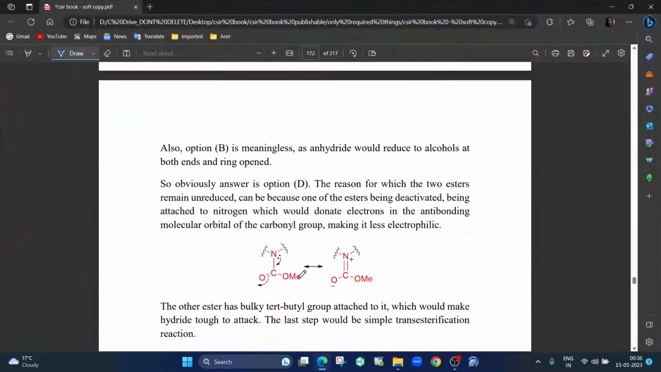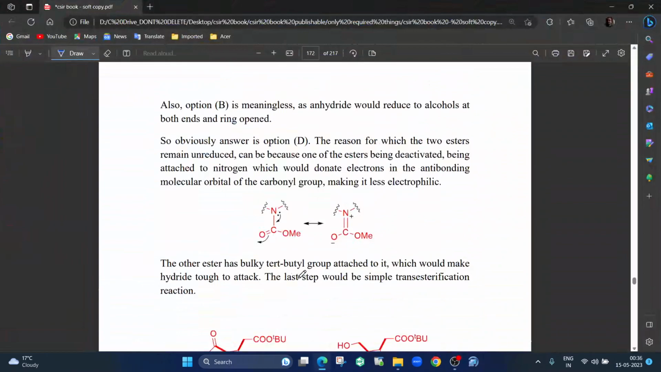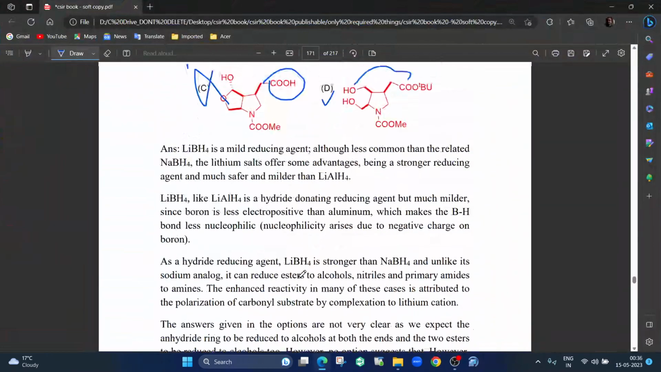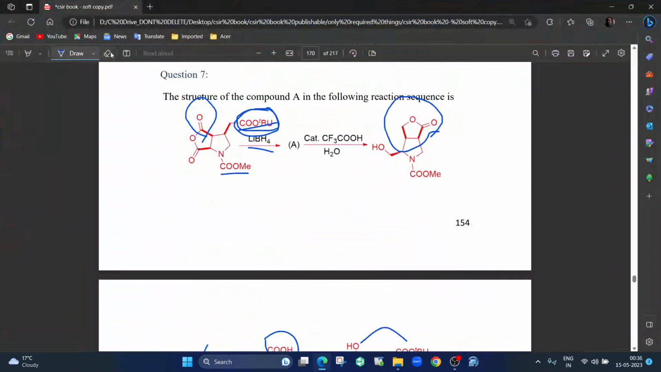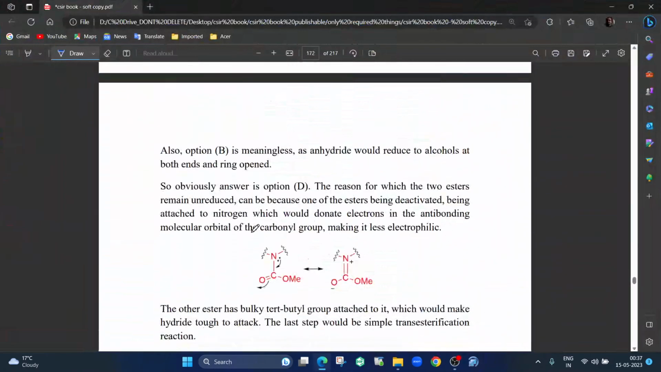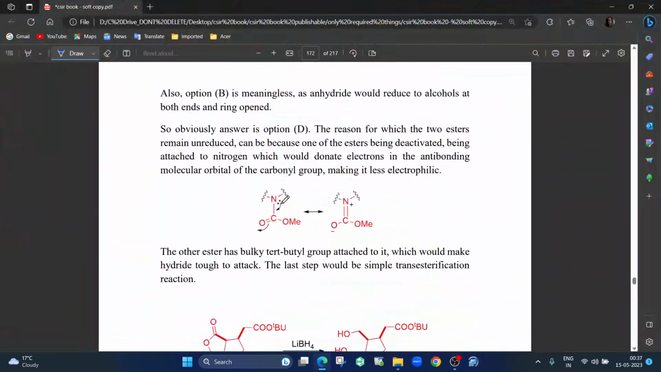If you see this, one important thing you have to understand is, I just now told you that LiBH4 reduces esters. If it is able to reduce anhydride, it should be able to reduce ester also. But how is it not reducing these two esters? One important thing is, this ester is attached to nitrogen.